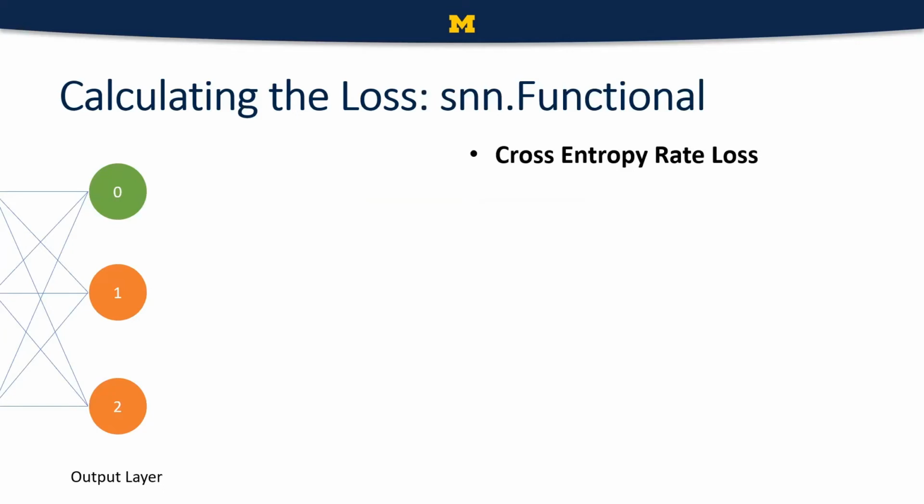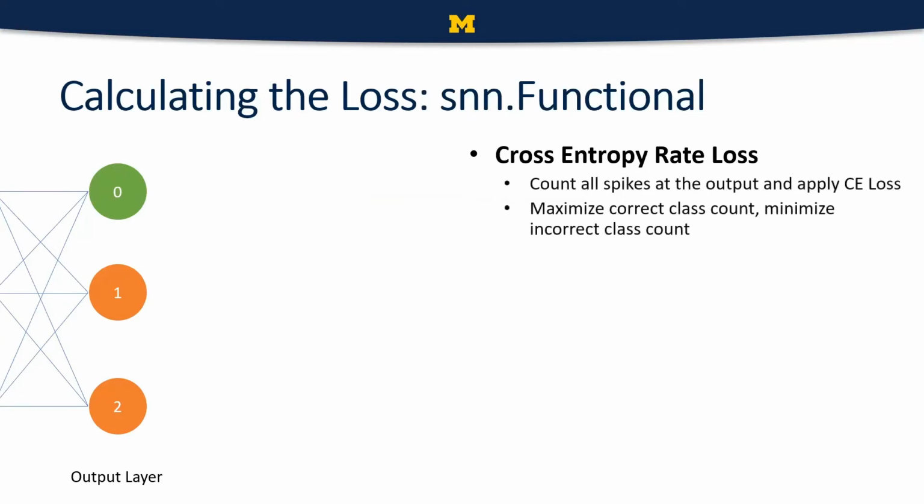So PyTorch has its own functional module where you can easily integrate cross entropy and various other loss calculating algorithms. snnTorch has a similar approach here. So, cross entropy with rate loss. What is cross entropy?